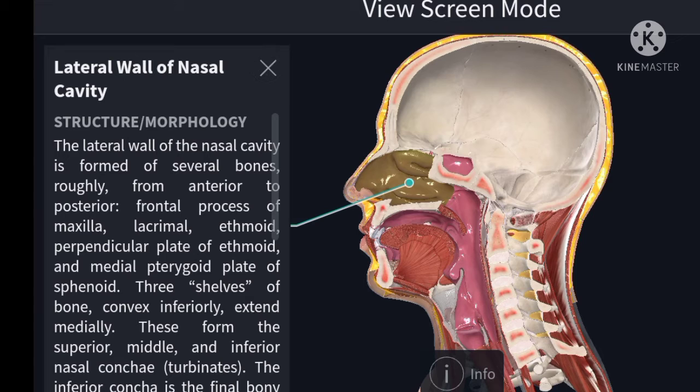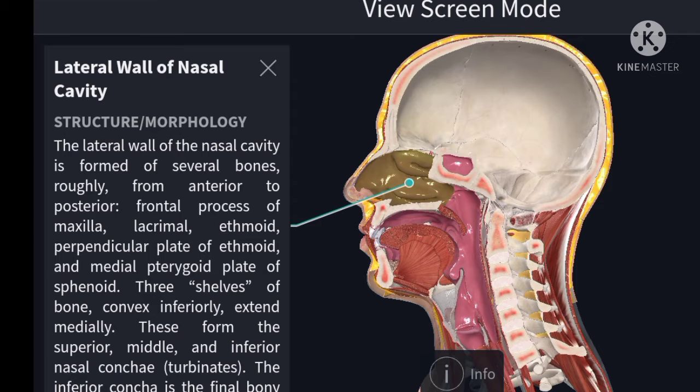Lateral wall of nasal cavity. As you can see here, the lateral wall of the nasal cavity is formed of several bones, roughly from anterior to posterior, and it is formed by the frontal process of maxilla, lacrimal bone, ethmoid, perpendicular plate of palatine and the medial pterygoid plate of sphenoid.